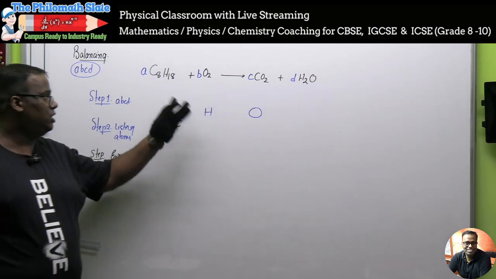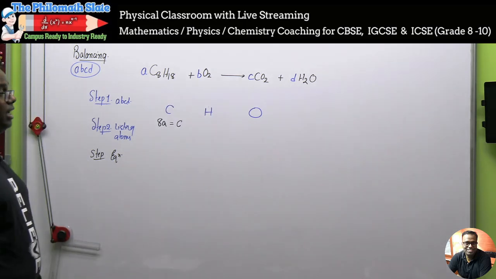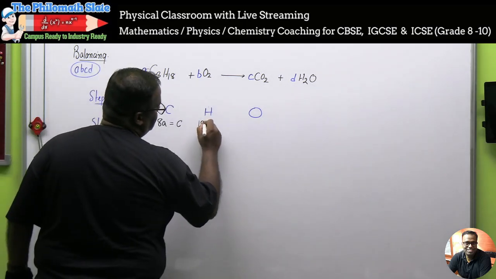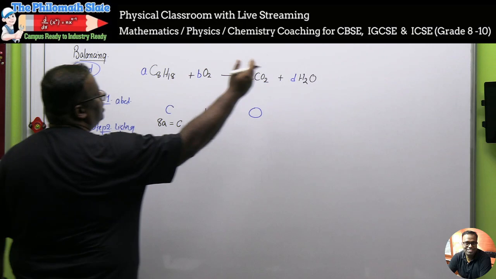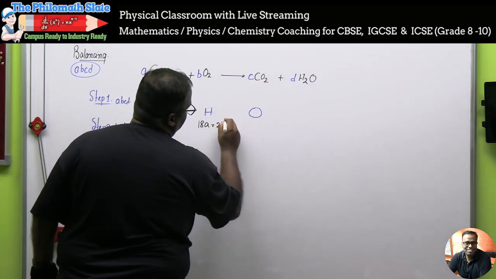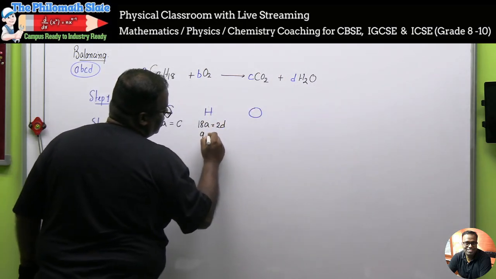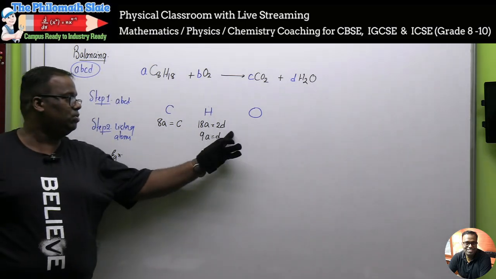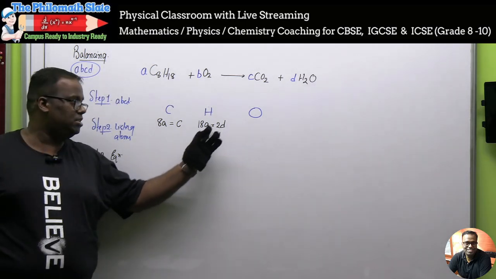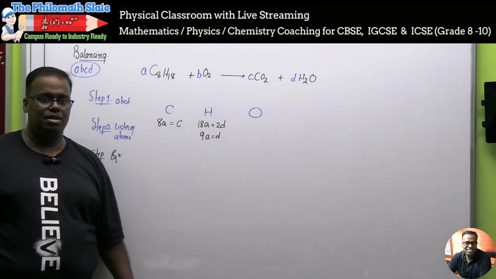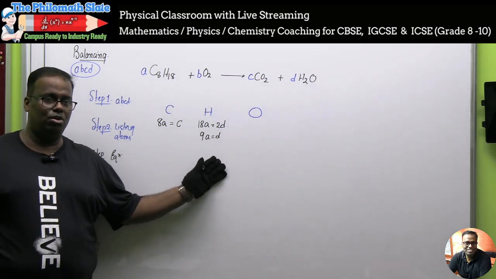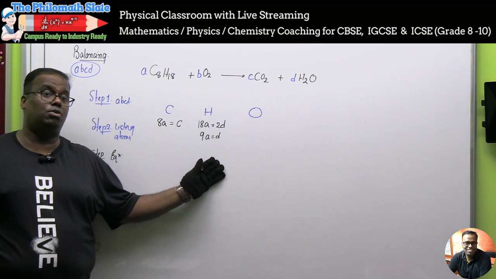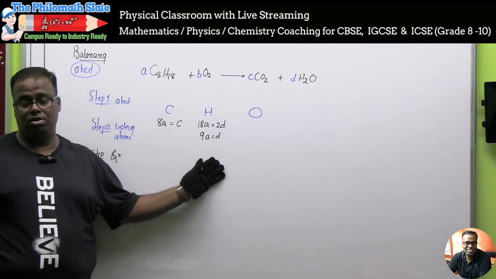Now come to hydrogen. How many hydrogen on this side? 18A. And how many hydrogen on this side? 2D. Can I simplify and write it as 9A is equal to D? Easy हो जाता है. 18A is equal to 2D means 9A is equal to D. I'm just dividing by 2 on both sides. Is this much digestible or not? Tell me. Don't go without saying no.